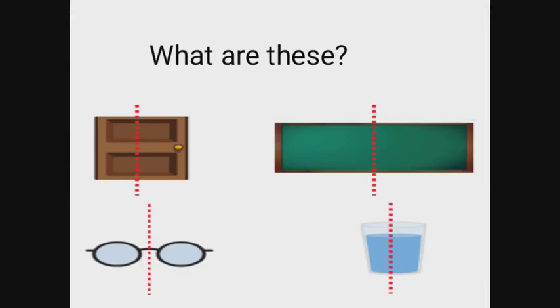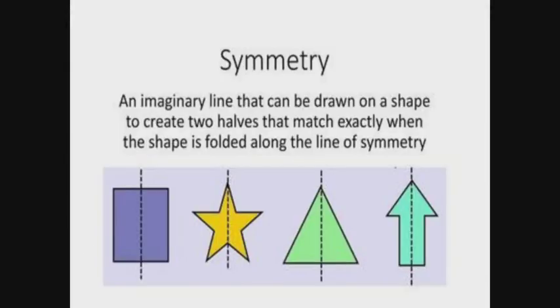Can you notice dotted lines passing through the middle of each of these objects? These are what we call lines of symmetry. So, what are lines of symmetry? An imaginary line that can be drawn on a shape to create two halves that match exactly when the shape is folded along it is a line of symmetry.